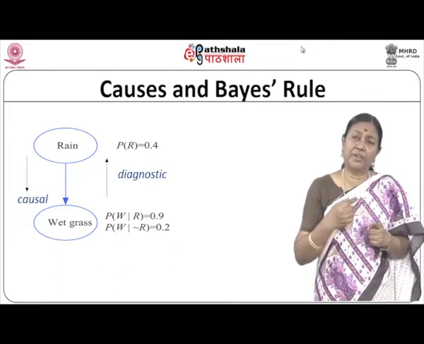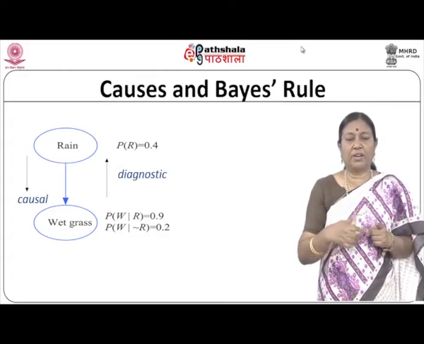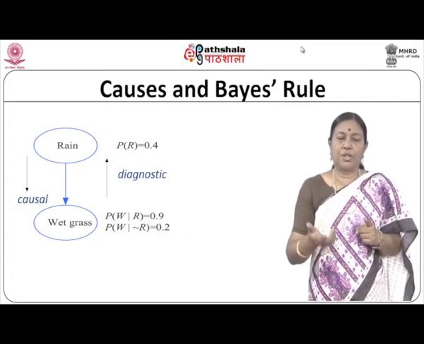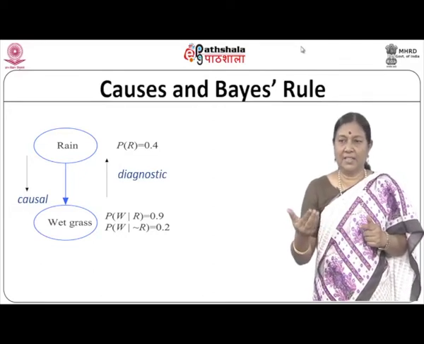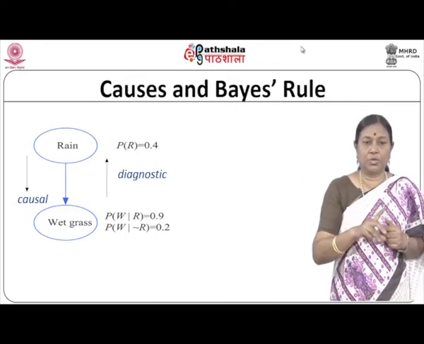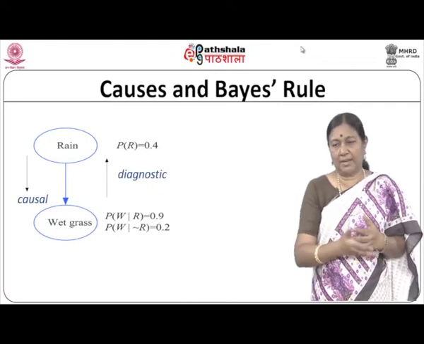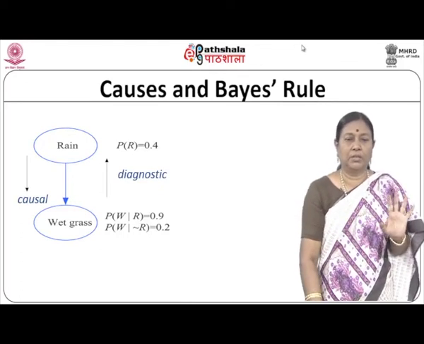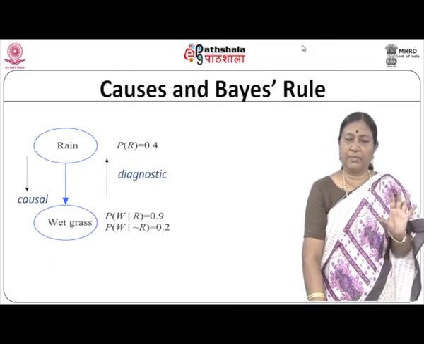So, the probability of not wet grass given rain is 0.1. The next is the probability of wet grass given not rain is 0.2. So, the probability of not wet grass given not rain is 0.8. It is actually a 2 by 2 table. He is just giving you two values, the other is automatically found because it is equal to 1. So, this is given to you. You are given the conditional probability table and the independent probability of the two nodes.